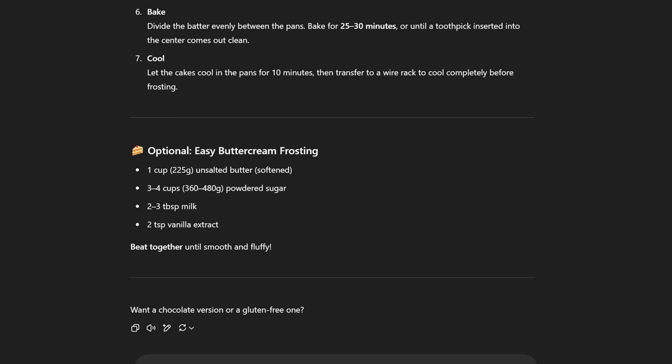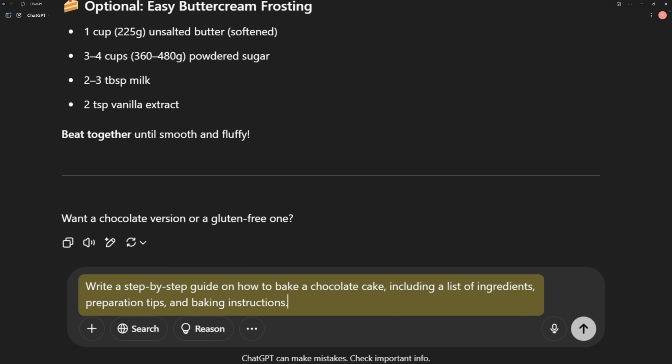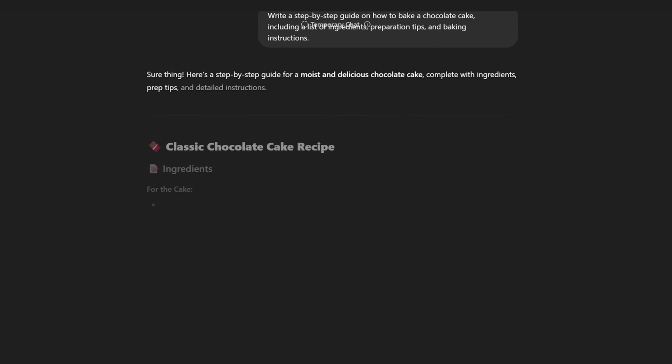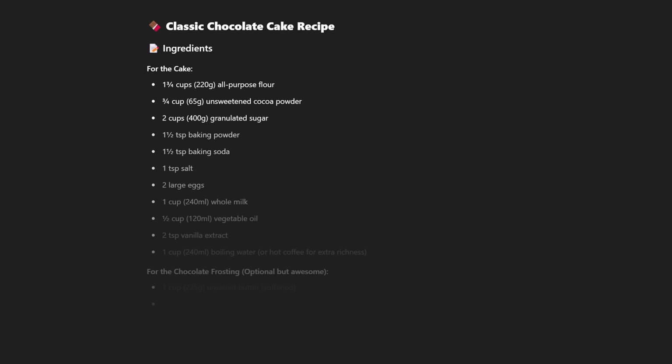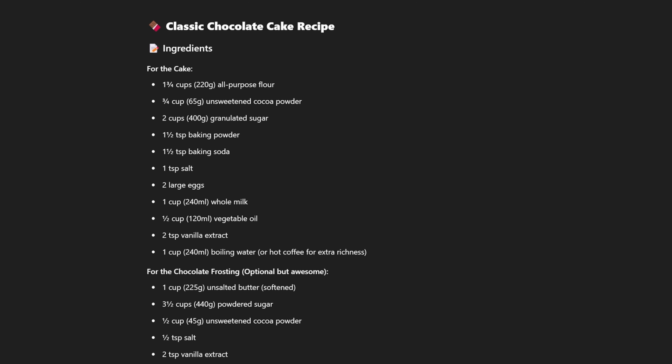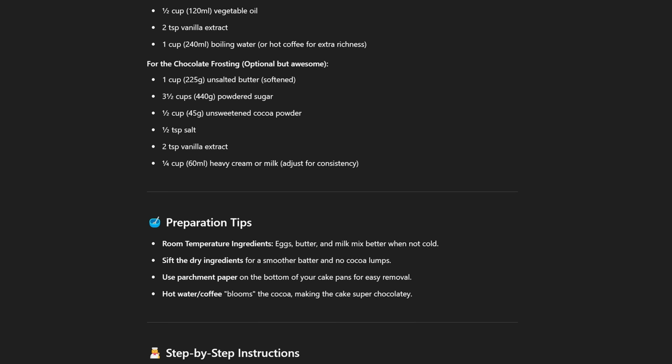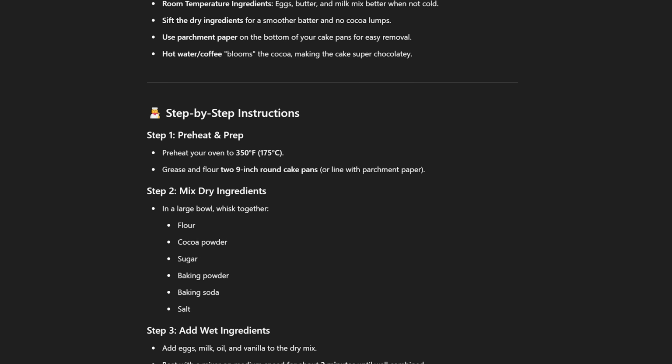But now with priming I'm writing, write a step-by-step guide on how to bake a chocolate cake, including a list of ingredients, preparation, tips, and baking instructions. Now this is more precise about which kind of cake I'm making. It would also list the ingredients and preparation tips and also how to bake, the baking instructions. So you can see the difference when I am writing with priming and without priming, answers are drastically different.